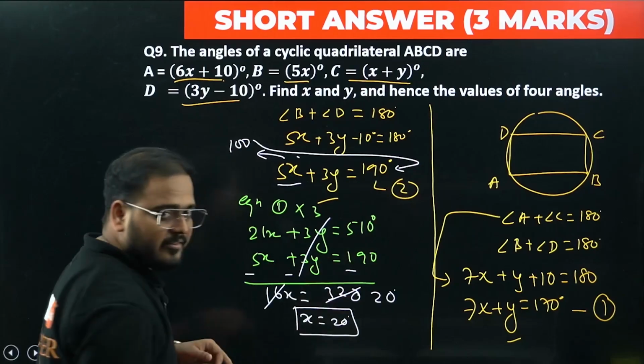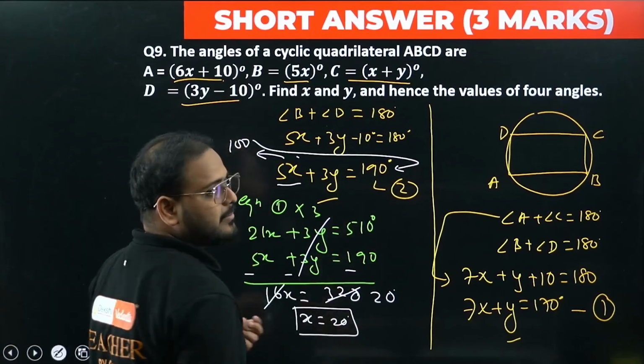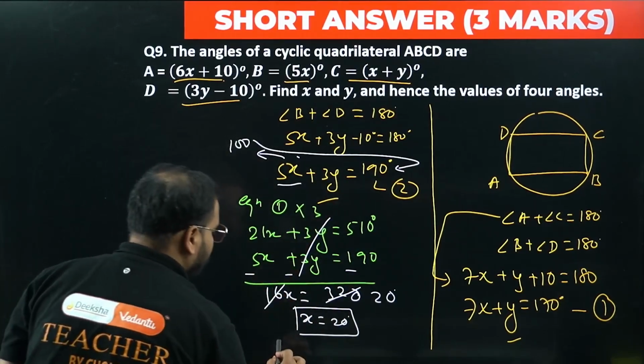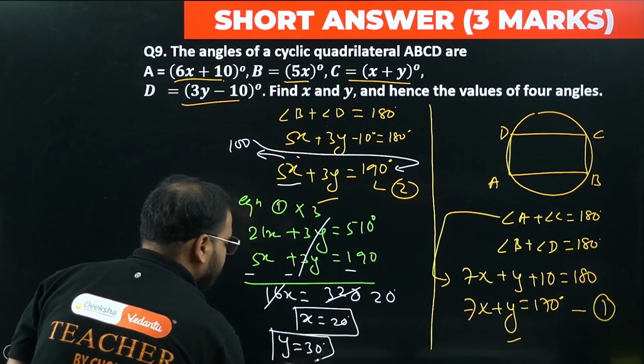It will become minus 100. So 190 minus 100 is how much? 90 degrees. 3y equals 90 means y equals 30 degrees. Please put it over here. I'm going to get y as 30 degrees. Please cross check.